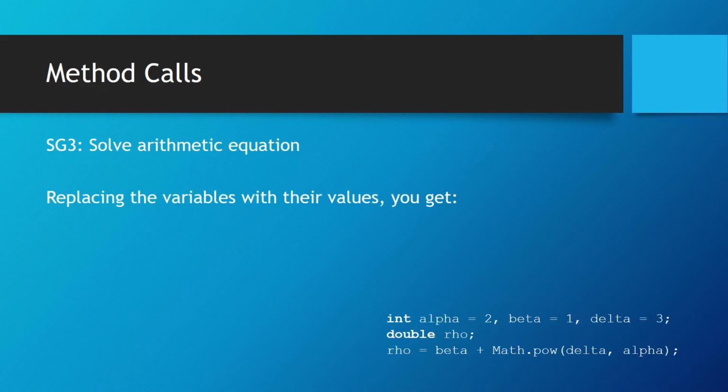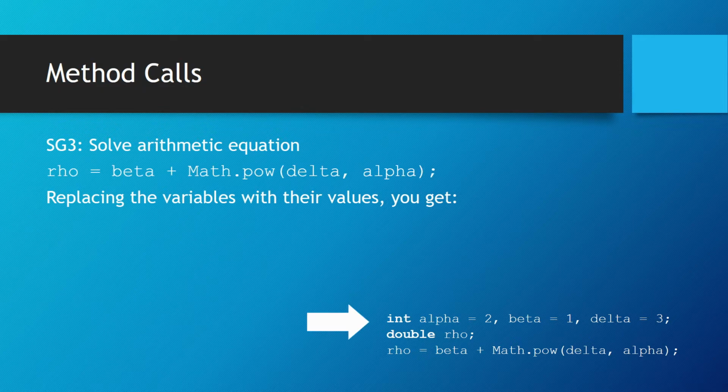For subgoal 3, we will solve the arithmetic equation. Beta has a value of 1. Delta has a value of 3. Alpha has a value of 2. So, replacing the variables with their values, you get 1 plus Math.pow(3, 2).